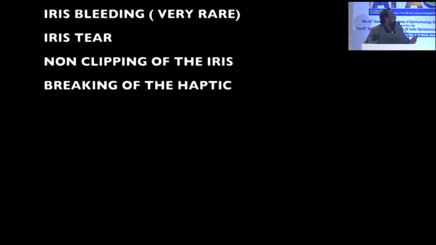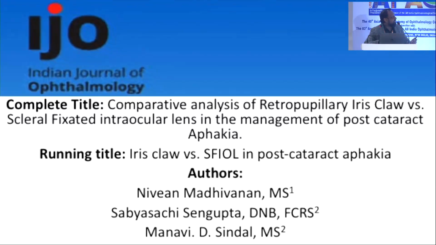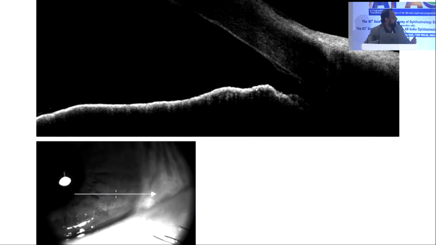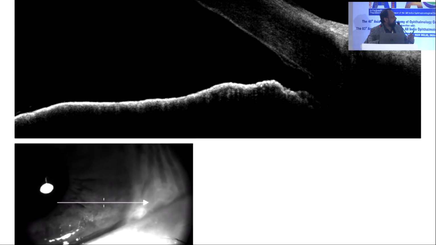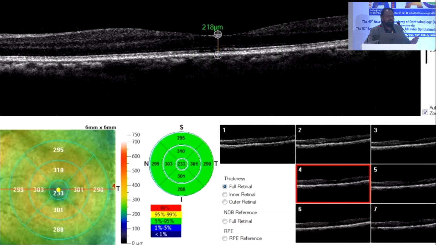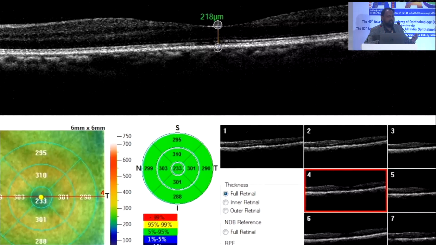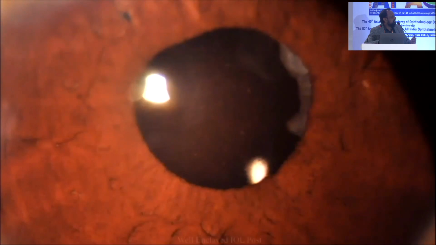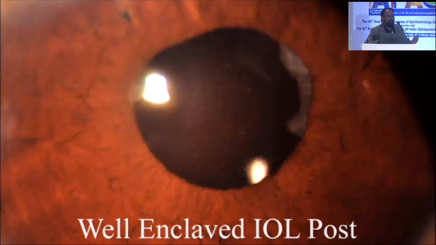So yes, complications are there. You can have iris tears, non-clipping of the lenses, or breakage of these lenses, and we also have a lot of publications comparing with other SFIOL techniques. But done properly over a period of time, I think you do get very good results. For on-table complications, in small incision cataract surgeries, or in training institutes, I think this is a very good option of an SFIOL along with all the other techniques.